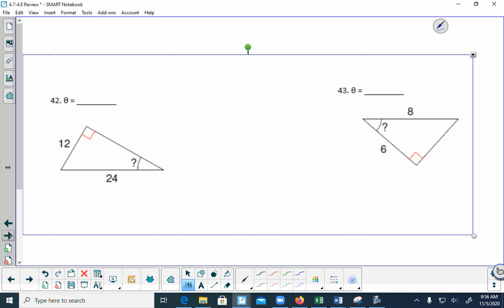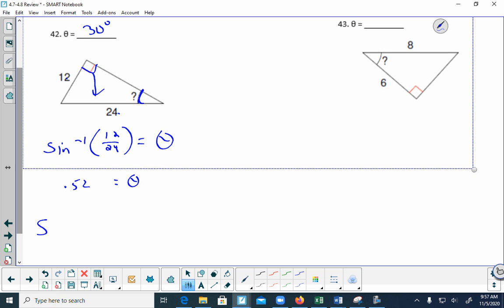Okay, number 42. I am going to look at this triangle. I'm looking from this angle. I have the opposite and the hypotenuse. Remember, the hypotenuse always is opposite of the right angle. So I'm going to say the sine. I'm going to skip the sine inverse if you're okay with that. The sine inverse of the opposite over the hypotenuse is equal to theta. And when I do that, I get theta to equal, on my calculator, 0.52. Which is going to be 30 degrees. I'm wondering if any of you realize that that sine inverse, if I were to simplify that, that was 1/2, which should make sense to you that the sine is equal to 1/2 at 30 degrees.